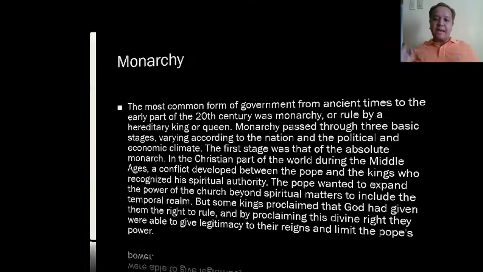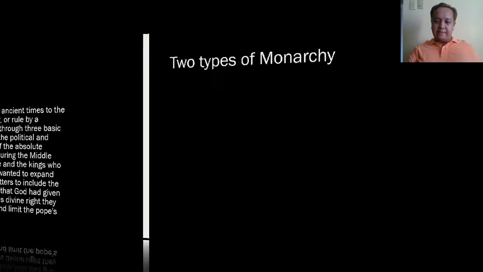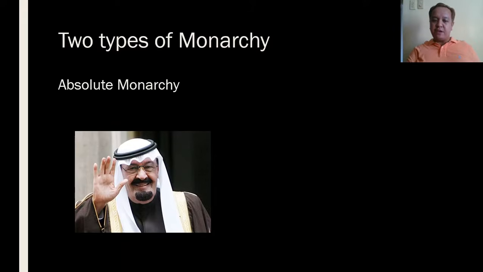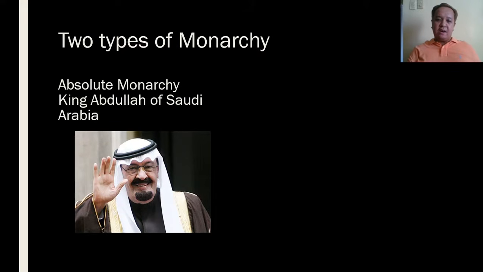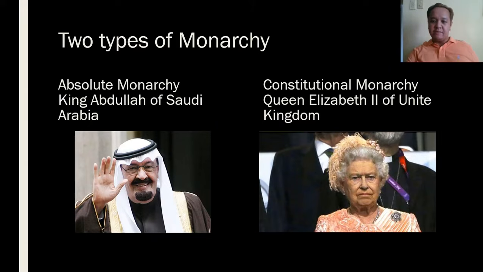And then the other one, I just didn't include it here. Okay. So there are two types of monarchy as I've discussed. You have first the absolute monarchy. Of course, you have King Abdullah of Saudi Arabia. And of course, you have the constitutional monarchy, which is the second type of monarchy. And one great example of this one is Queen Elizabeth of the United Kingdom.